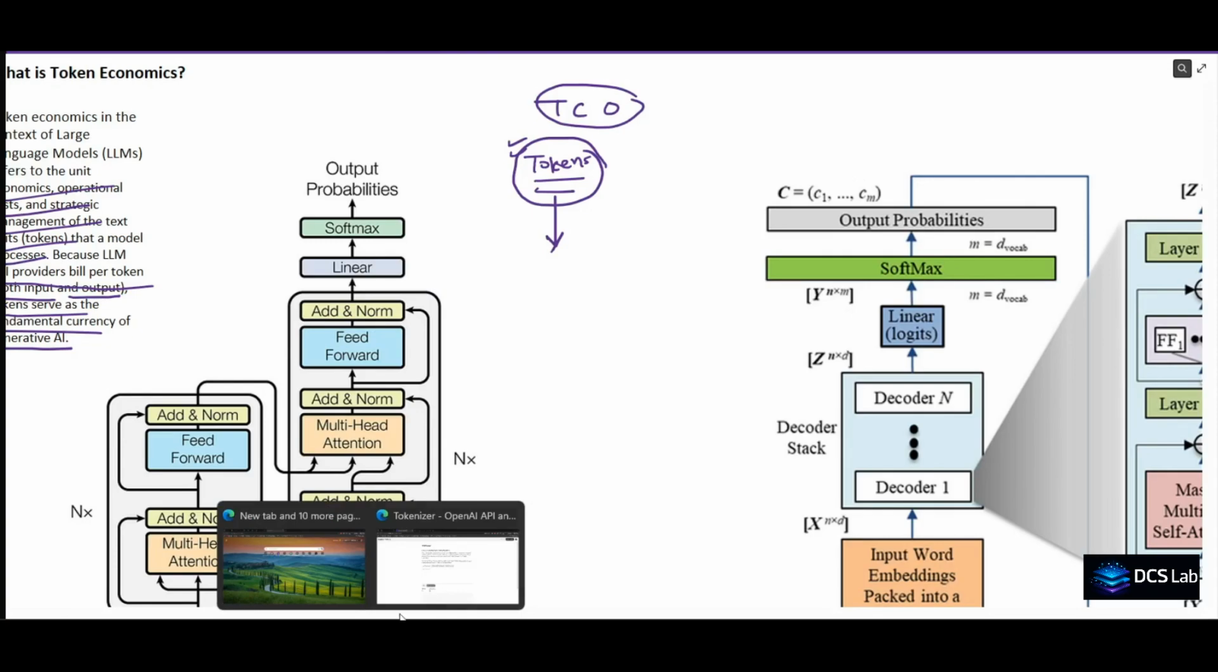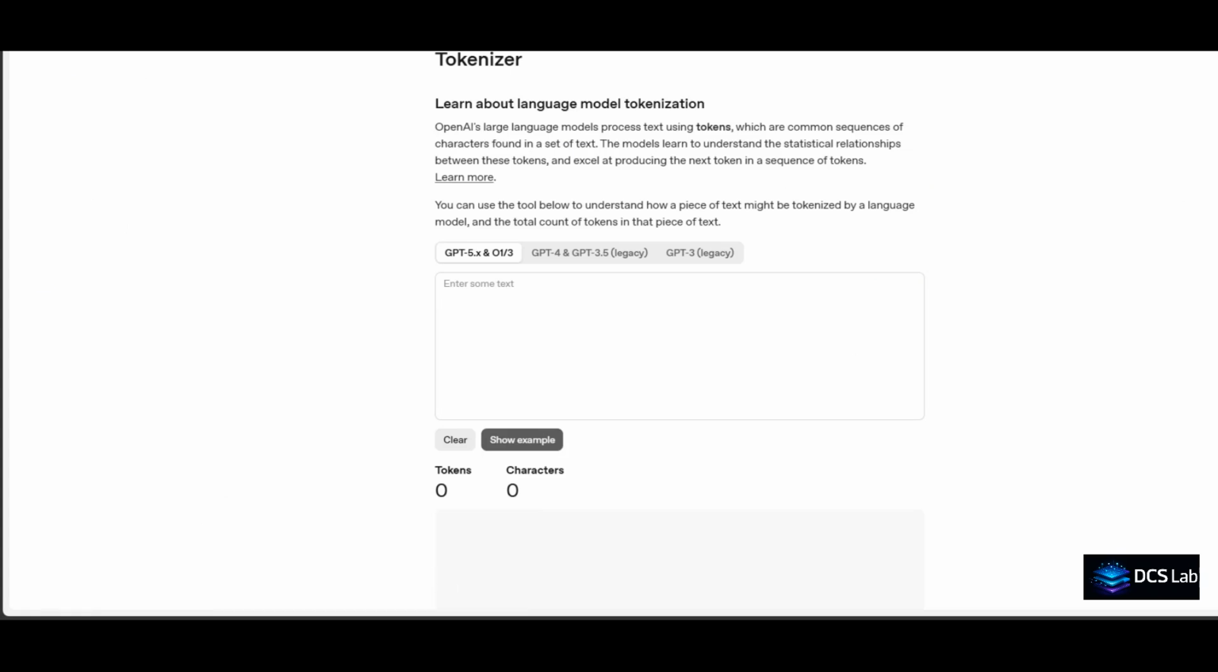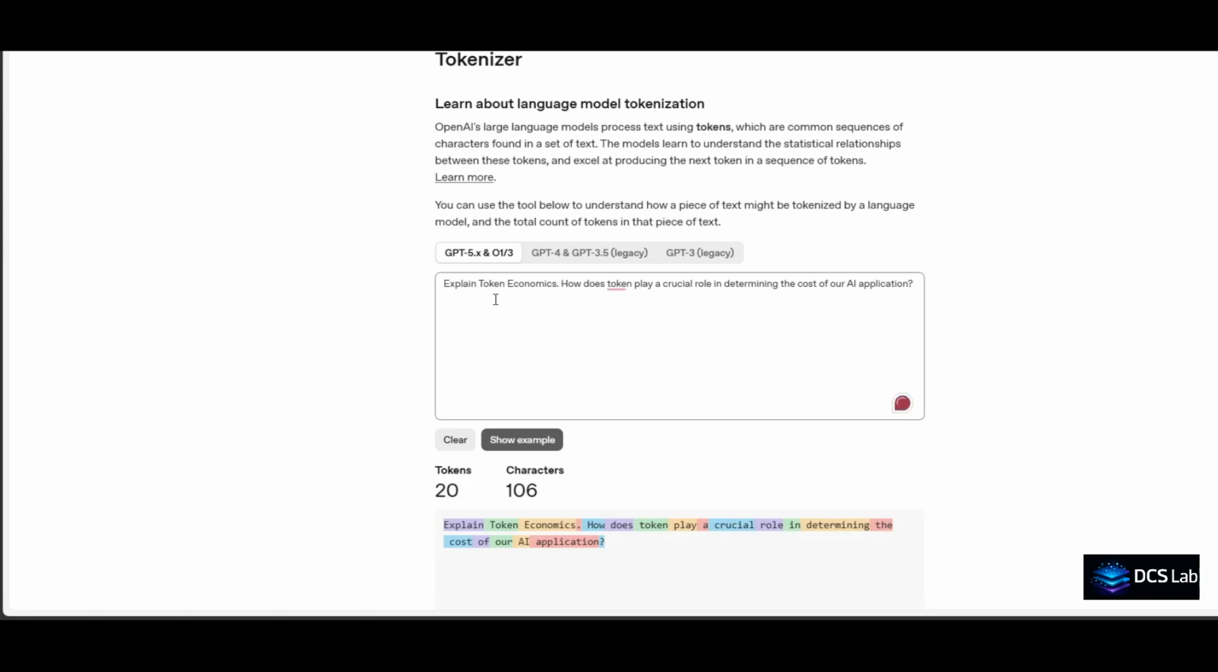Before we proceed, let's quickly understand what a token looks like. I'll switch to the platform OpenAI.com, to one of the tokenizers that they have, which GPT uses to tokenize its input. Say, for example, I have a question: explain token economics. How does token play a crucial role in determining the cost of our AI application? This is the kind of question you would feed into ChatGPT.